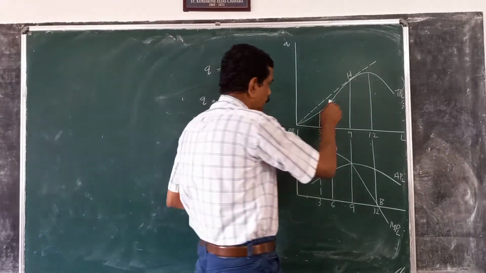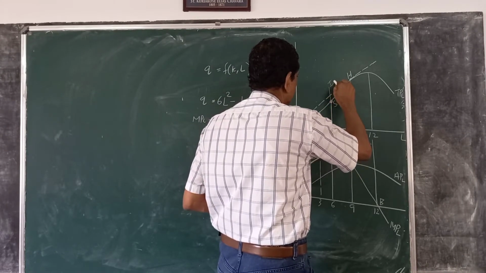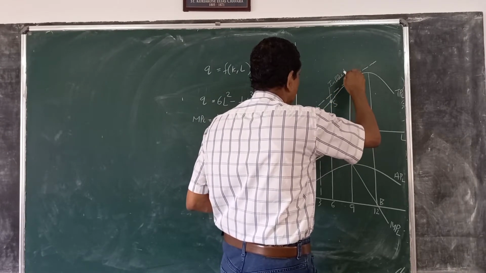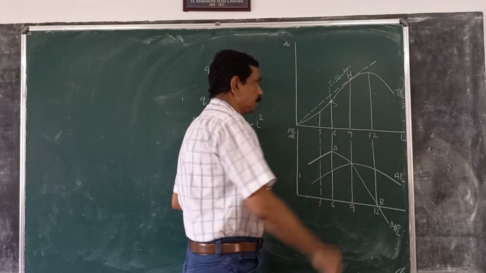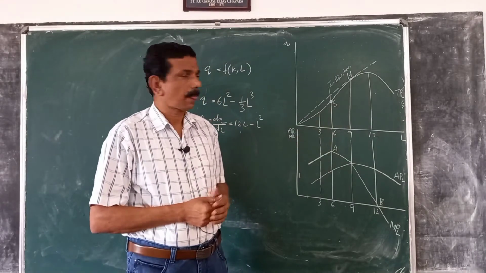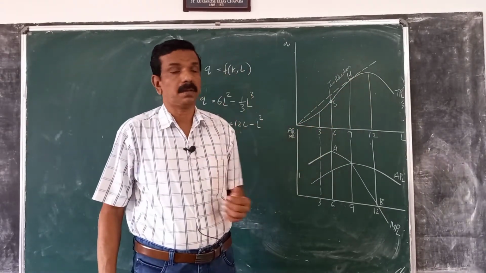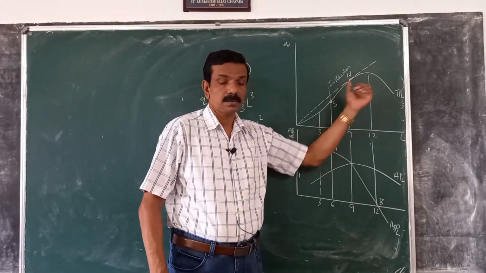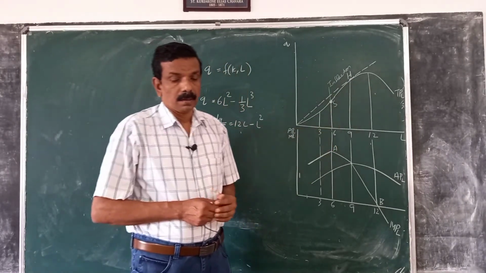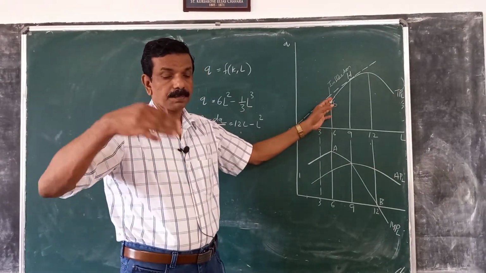And what is peculiar about S is, this is the inflection point. Inflection point means the point where the curvature of the graph changes from convex to concave or from concave to convex. Here from convex to concave. So, at the point of inflection, the slope is maximum.